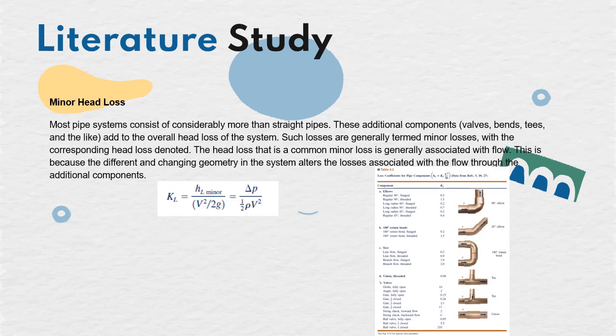Minor head loss. Most pipe systems consist of considerably more than straight pipes. These additional components add to the overall head loss of the system. Such losses are generally termed minor losses. The head loss that is a common minor loss is generally associated with flow. This is because the different and changing geometry in the system alters the losses associated with the flow throughout the additional components.